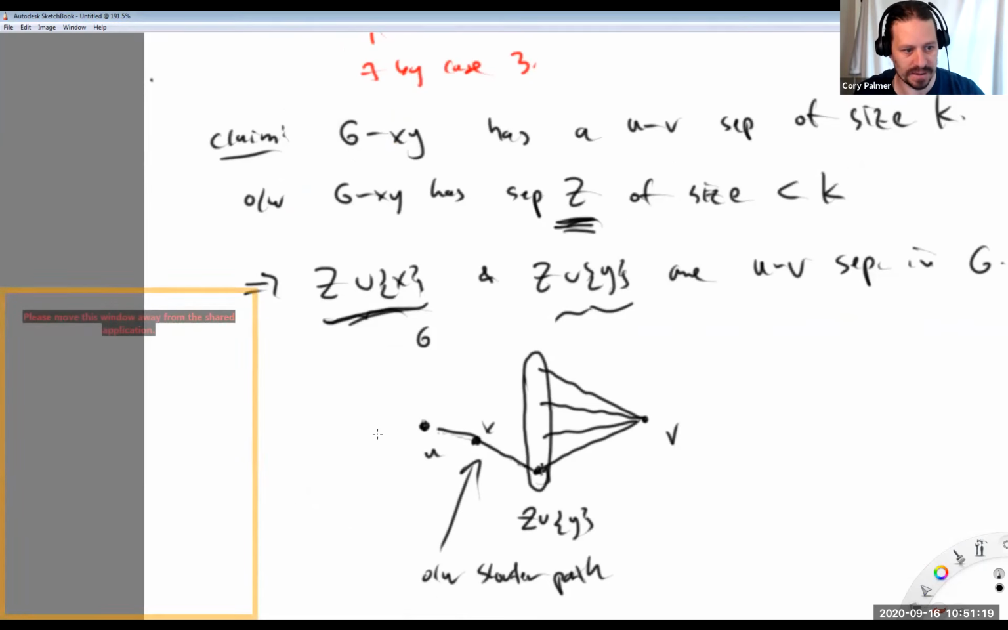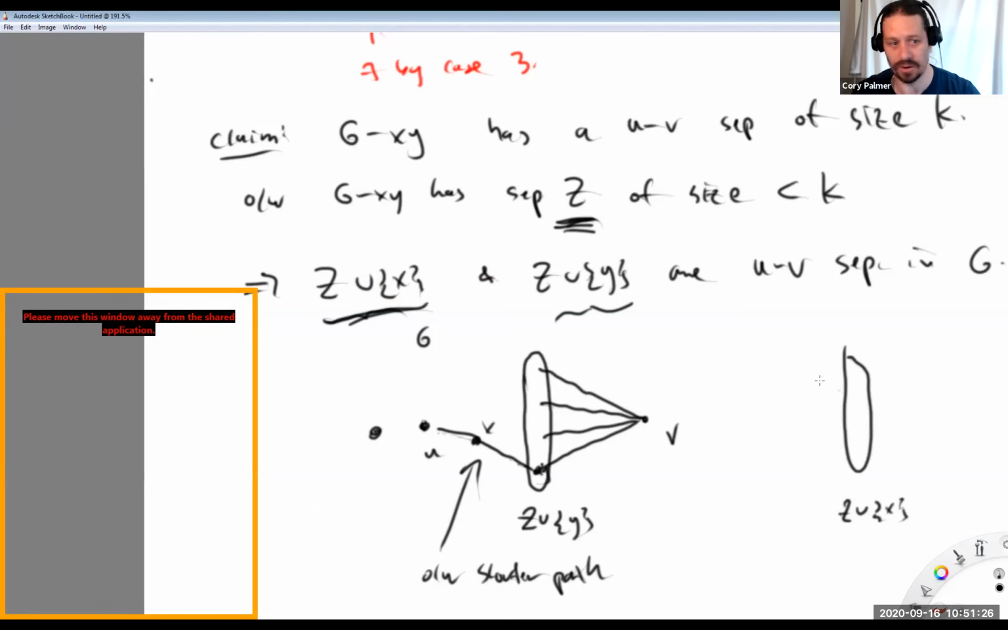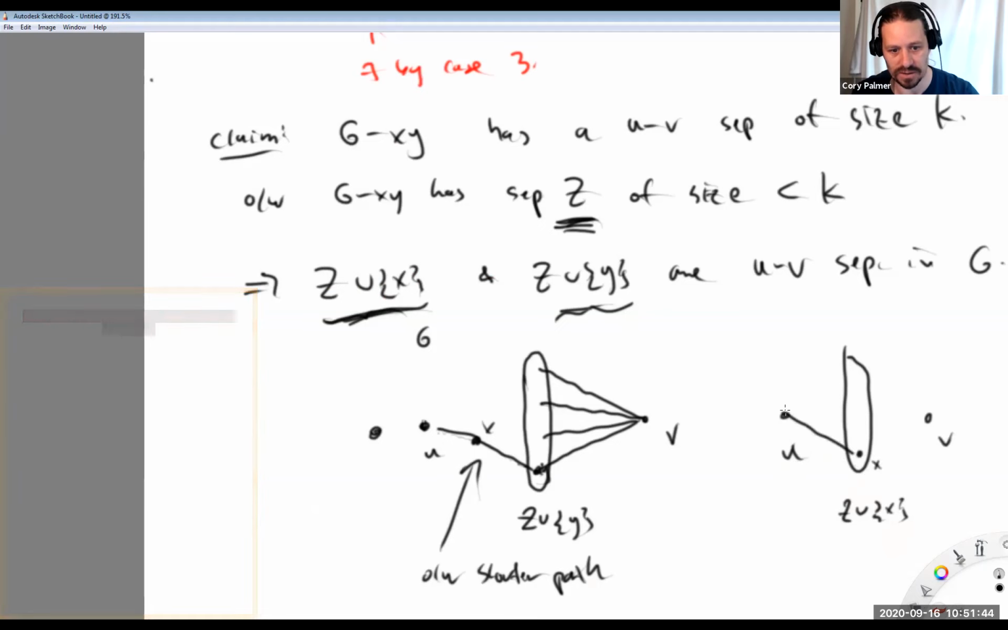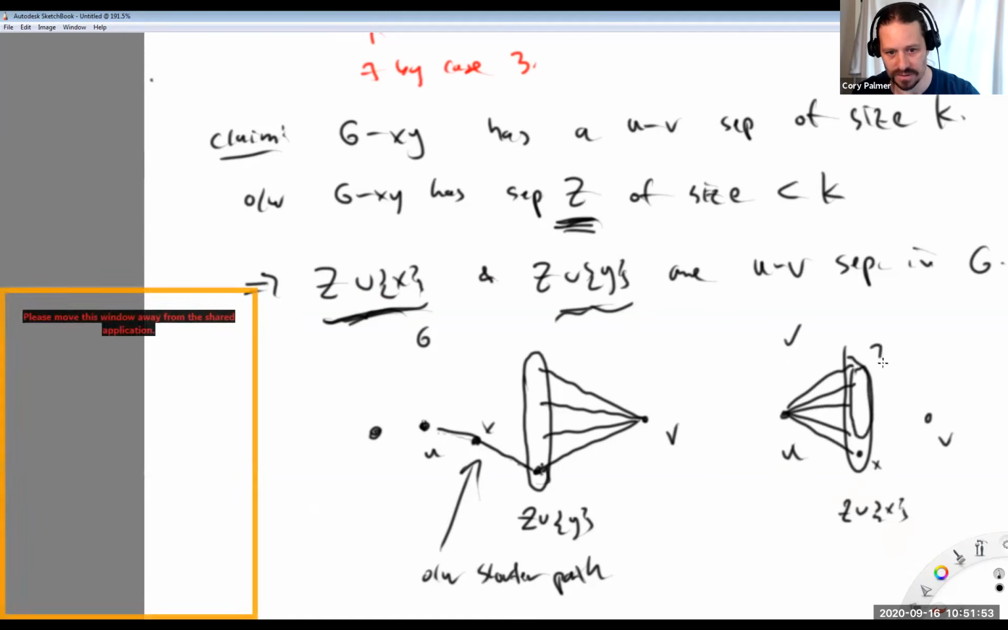So before we get to this picture, let's look at the picture here where my separator is Z union X. This was a different separator. Remember, I claimed both this and this were separators. Here's U, and here's V. Again, either U is adjacent to everything or V is adjacent to everything. But now look at this. U is adjacent to X by definition. So U is adjacent to everything in here. Okay? So in this picture, U is adjacent to everything in X and everything here that's in Z.